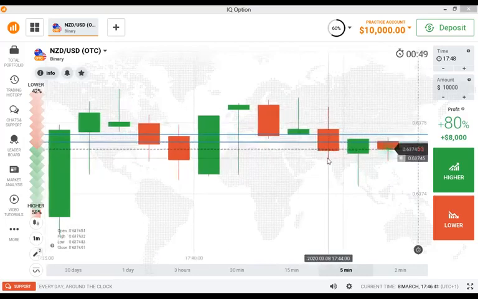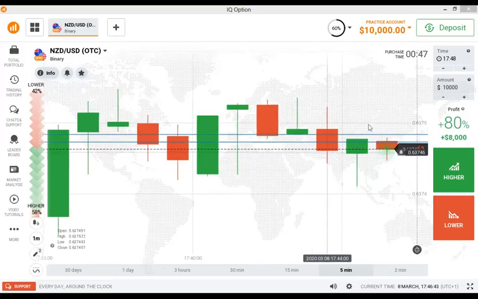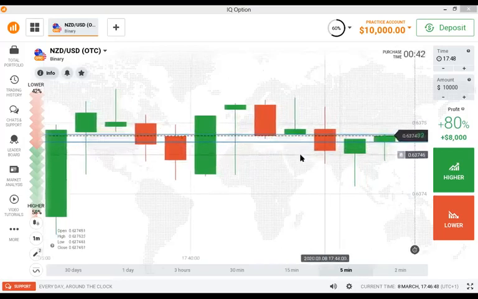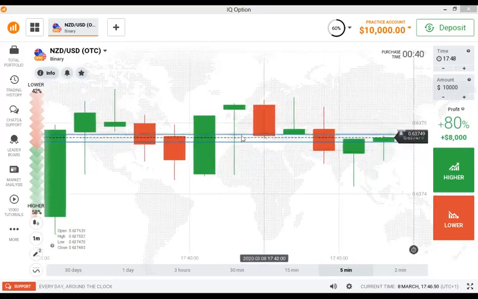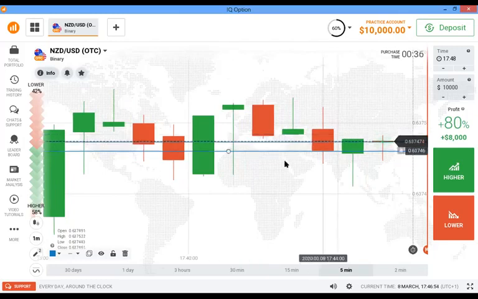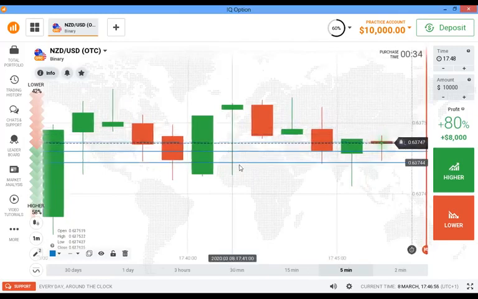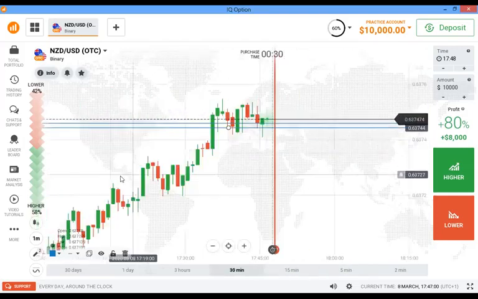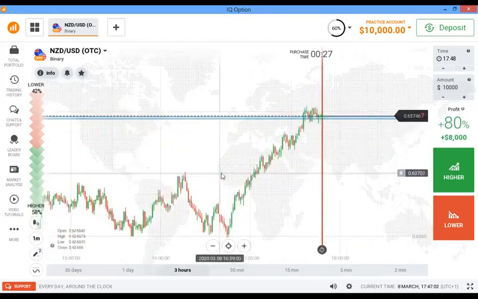Now you can see after this one breaks, it reverses. That means there's another support level here, support area. Let's place the line here so I can show you this bullish and bearish candle. That means there is some support area here. So let's go to the left side.